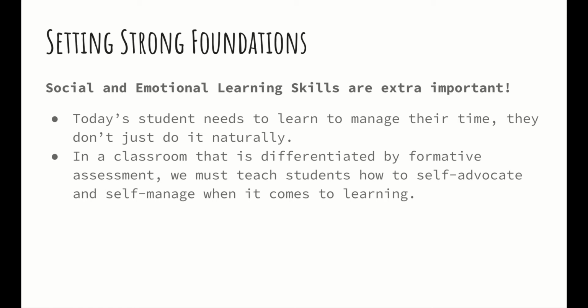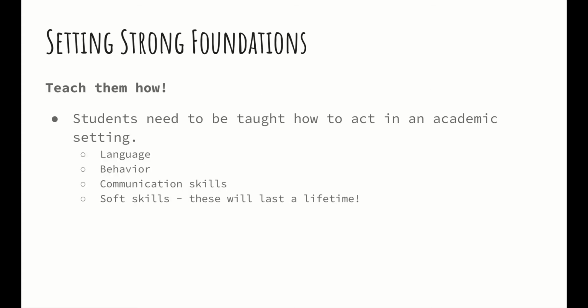If you're going to expect students to work at different levels and on different tasks, that is a skill that they need to learn. It isn't inherent. And so we need to teach them to self-advocate and self-manage when it comes to their learning. Do I understand this? Can I look at the data? Can I tell myself, yes, I get it, or no, I need more practice? And how do I go about doing those things?